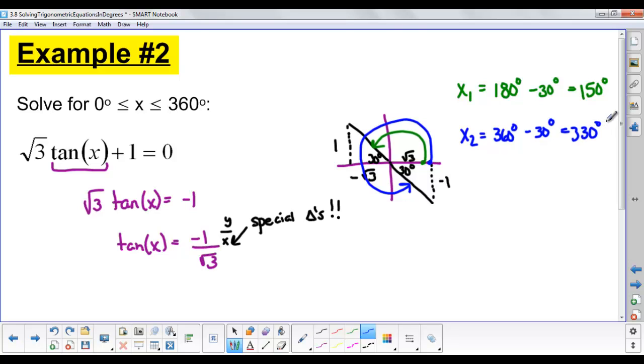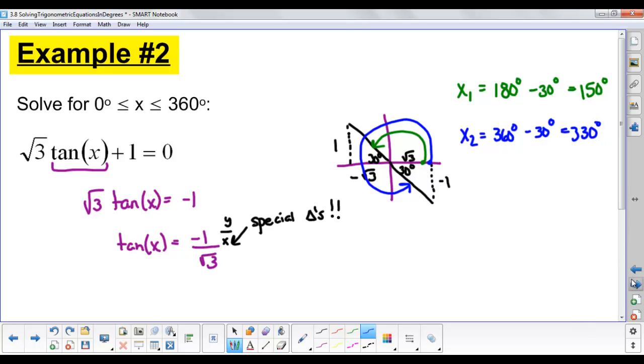Now you can double check this on your calculator. Take 150 degrees, again, make sure your calculator is set on degrees, and sub it in for x. Do root 3 times the tan of 150, and then add 1. And see what you get. Hopefully it's 0. Same thing with 330. So these questions you can always double check and make sure that you're on the right track during a test.